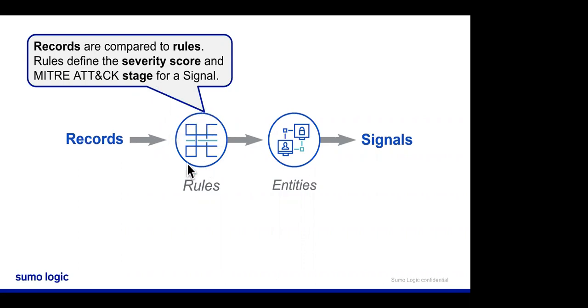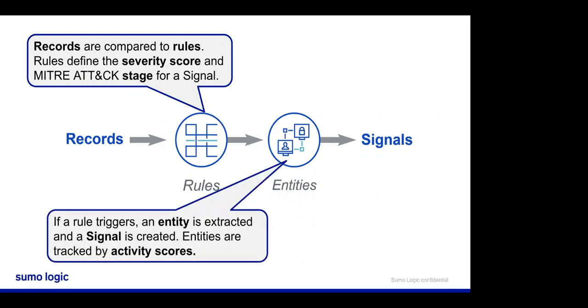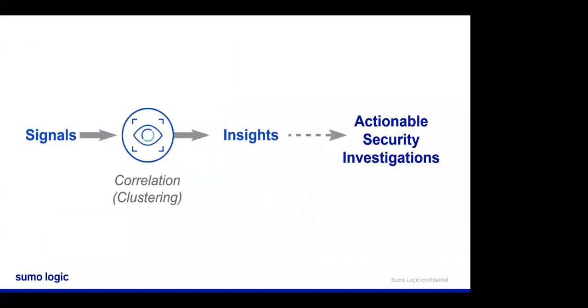Additionally, when we compare against the rule and find a match, we will also extract out the entity. And the entity typically, like I said, is host name or IP address or username, some indication of who. And we're going to combine this information by entity over a period of time. We're going to do this correlation to generate our insights.